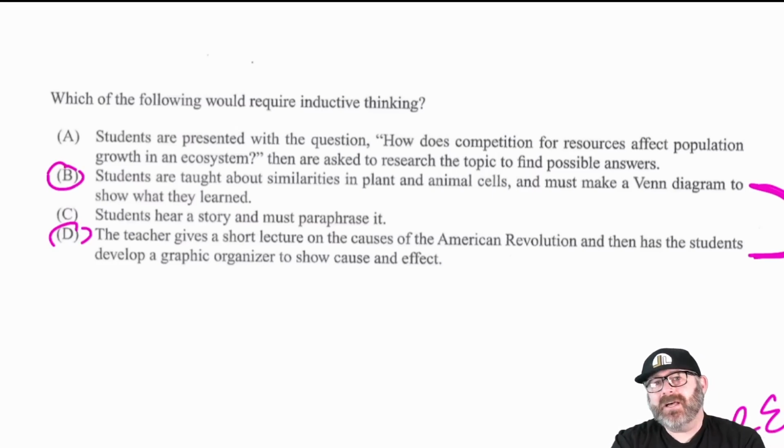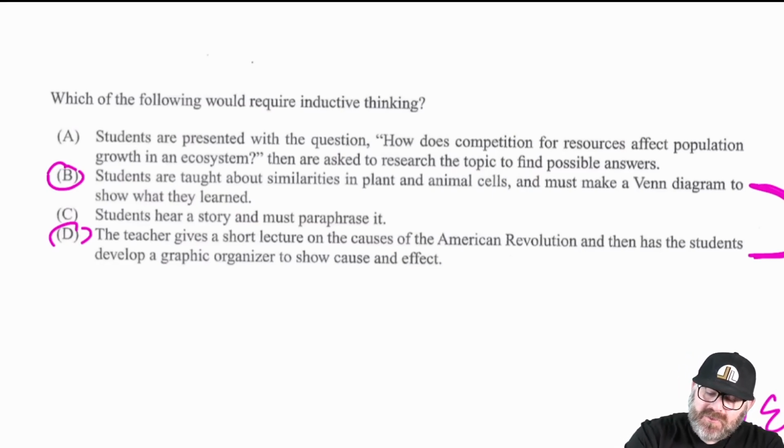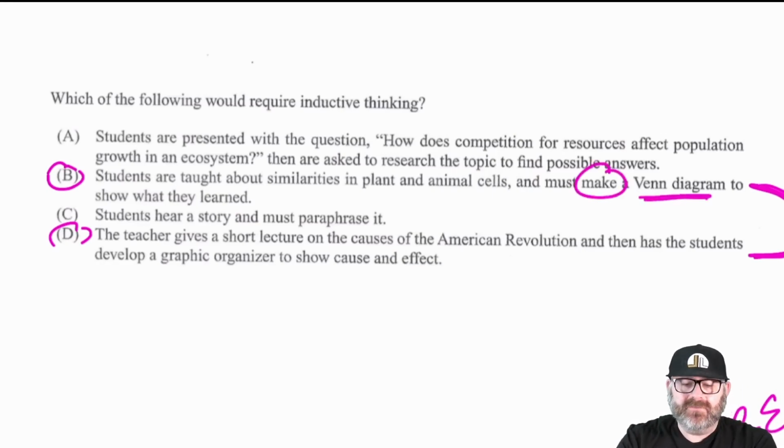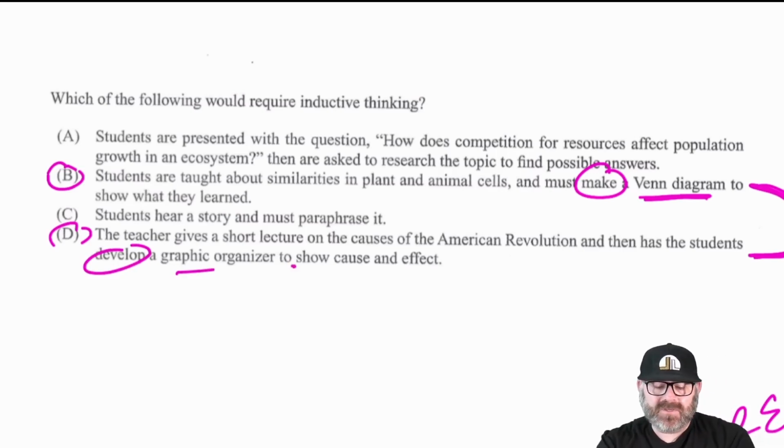All right, so I'm assuming a lot of you guys didn't pause, so I didn't give you too much time there. So here we go. What do they have in common? Well, students are taught about similarities in plant and animal cells, and then they make what? A Venn diagram. Let's look at D. Teachers give a short lecture on the causes of the American Revolution, and then has the students develop what? A graphic organizer.